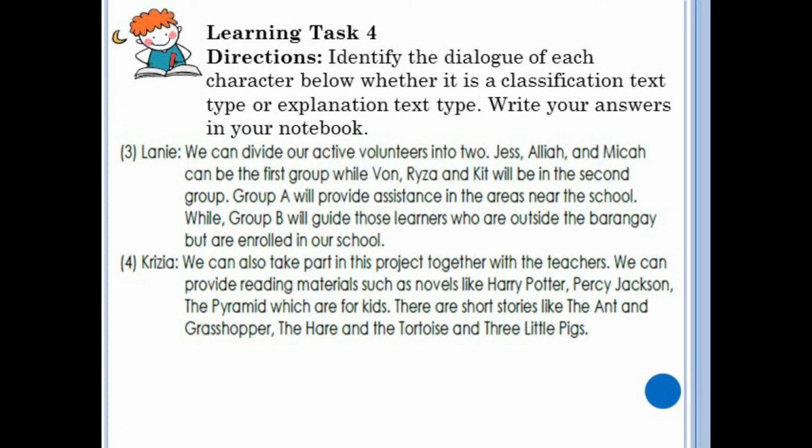Number 4, Krisha: We can also take part in this project together with the teachers. We can provide reading materials such as novels like Harry Potter, Percy Jackson, The Pyramid, which are for kids. There are short stories like The Ant and the Grasshopper, The Hare and the Tortoise, and The Three Little Pigs.